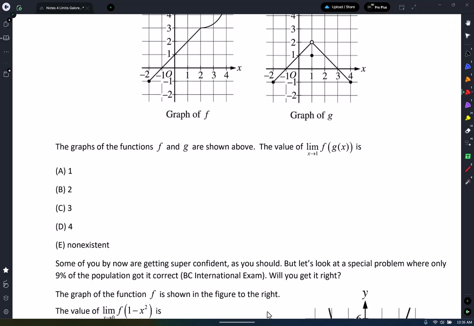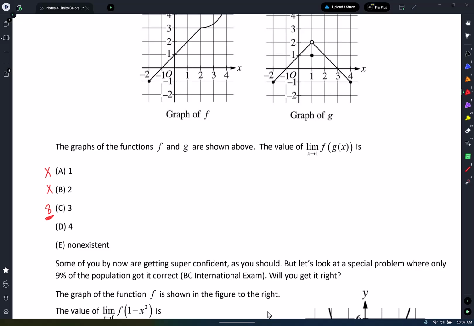How many think it's A? Okay. How many think it's B? How many think it's C? 1, 2, 3, 4, 5, 6, 7, 8. How many think it's D? How many think it's E? How many have no clue? Okay. Let's see, guys. There's more than 8 of you. There's 16 of you. So only half.